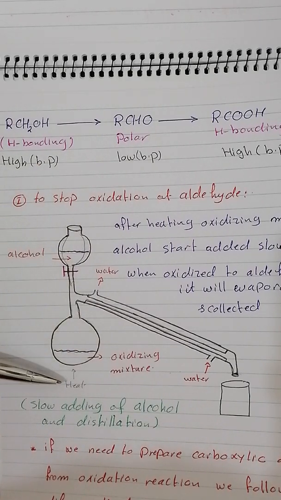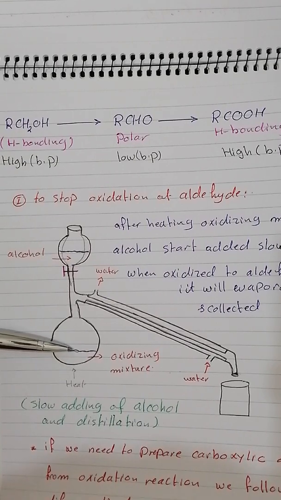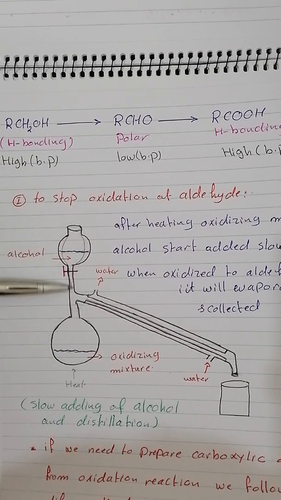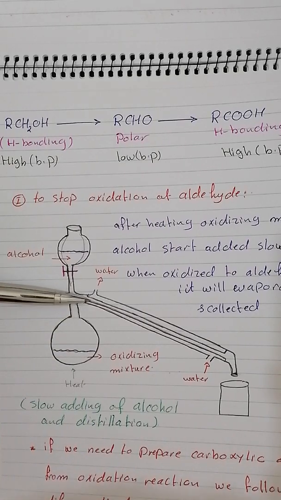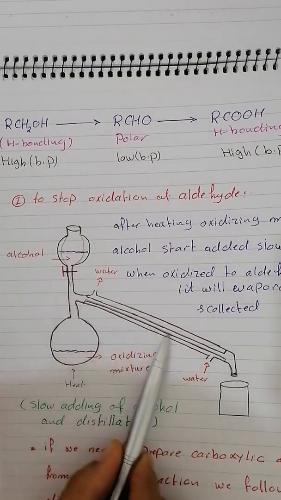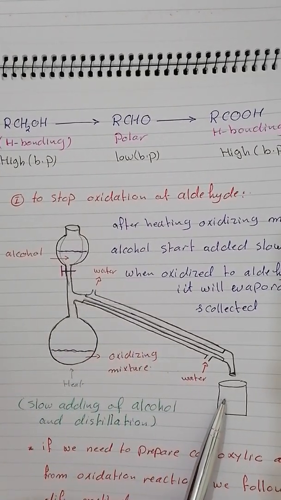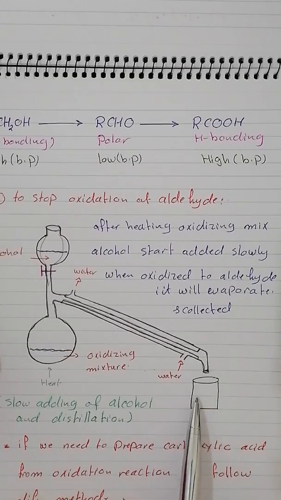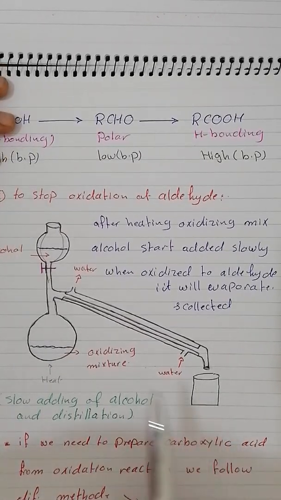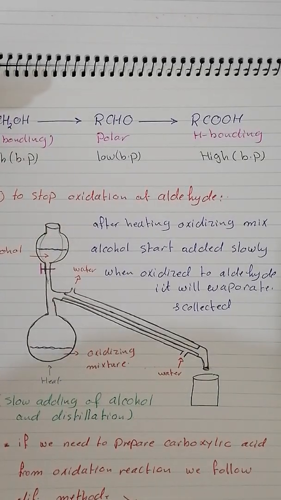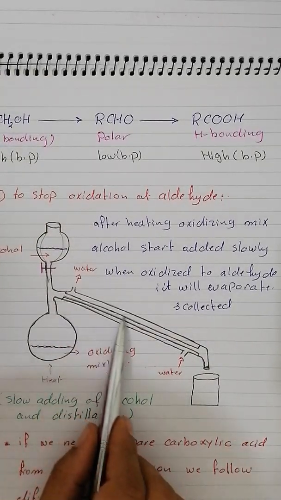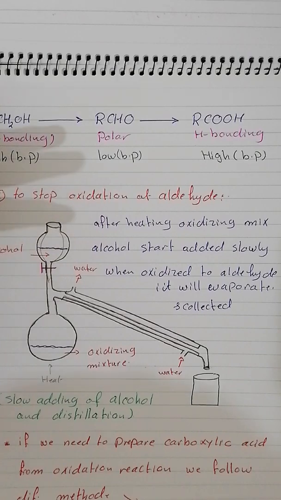Now what will happen with heating? When alcohol is added and oxidized, aldehyde forms and will evaporate. It will evaporate and condense here, and be collected as aldehyde in this part. So we will not lose the aldehyde because it will be collected by simple distillation.